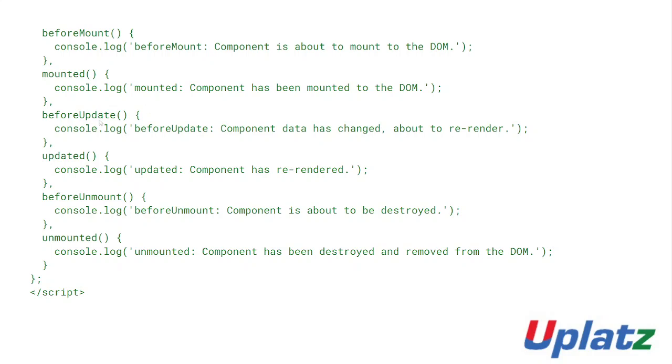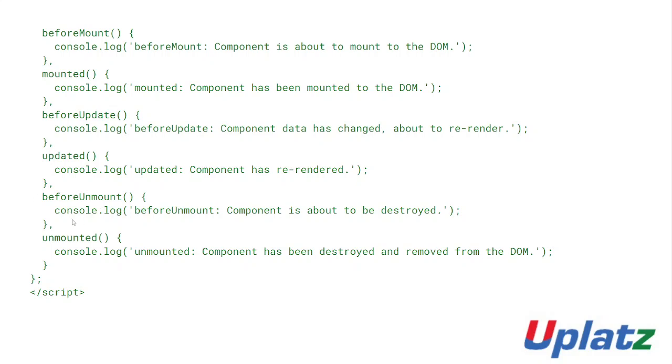Before update, then bracket open and close, and within the second bracket, console.log before update colon component data has changed, about to re-render. Updated, console.log within bracket, within quotes, updated colon component has re-rendered.